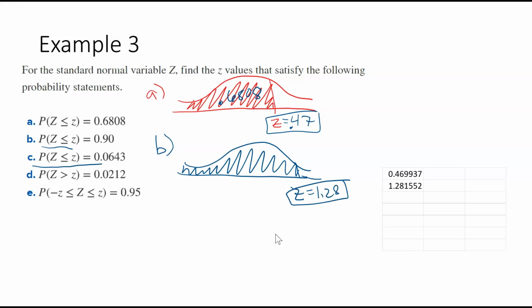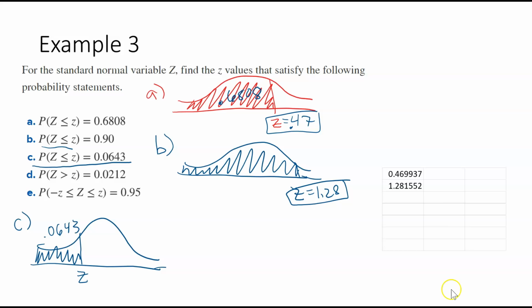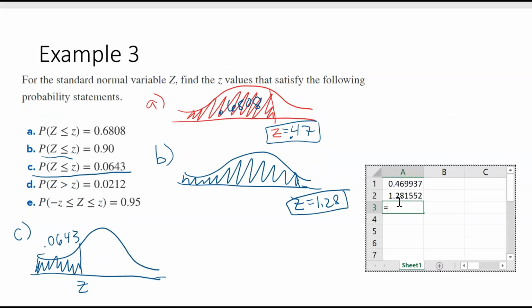So let's look at C. We're still looking at less than. And that's a pretty small number, so maybe our z is over here. And this probability is right there, so let's type it in. Our probability 0.0643, our mean is 0, and our standard deviation is 1, and our z is negative 1.52.